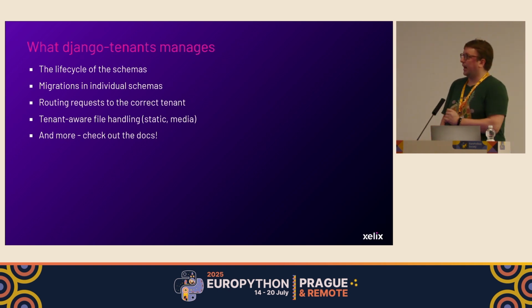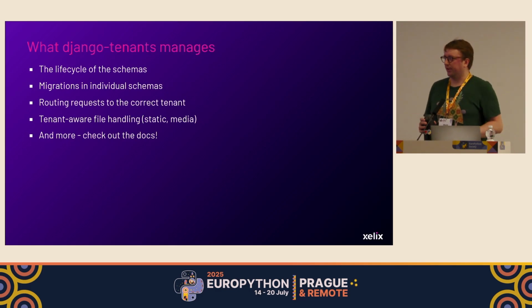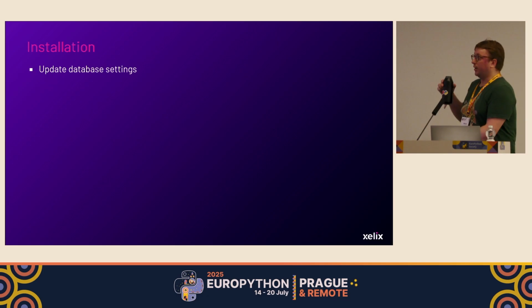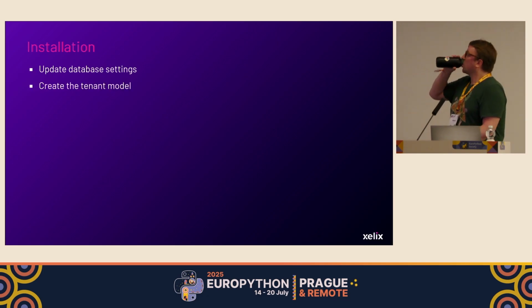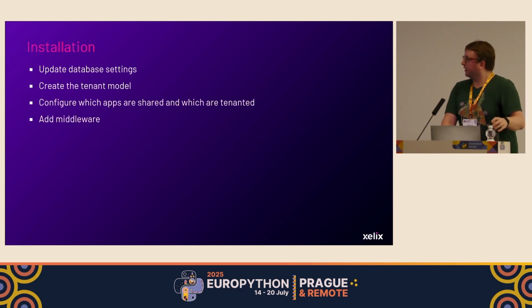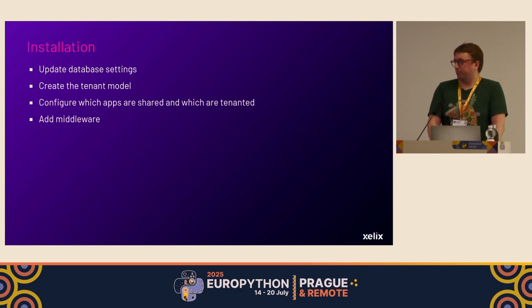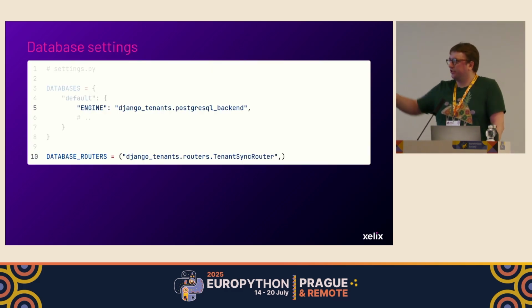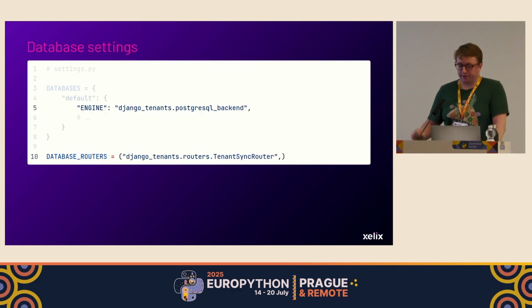I'm going to go through how to install it a little bit, how to set it up. It's not very hard. It's also an oversimplification. You should check out the documentation for it. So the first step you need to do is update database settings. You create a tenant model. You then configure which of the apps are shared and which are tenanted, and add some middleware. And that's basically it. So in the database settings, you actually just need to change the engine of your database and add a database router. The database router makes sure that the migrations run in the correct schema.